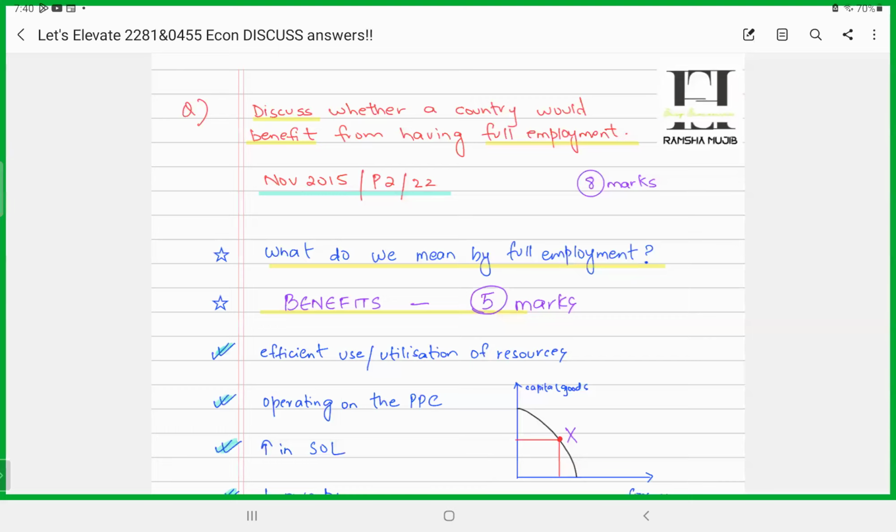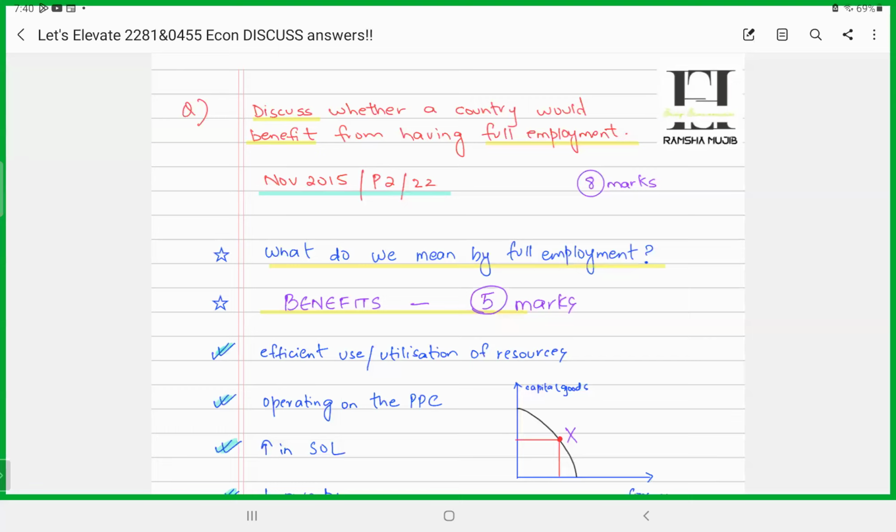Today I brought for you all an exciting series for discuss questions. I've been receiving a lot of requests from you all that you want to do discuss questions that are 8 markers. In this series, we'll be discussing numerous discuss questions that cover topics throughout the syllabus. Today, the topic is related to employment. So let's dive straight into the question.